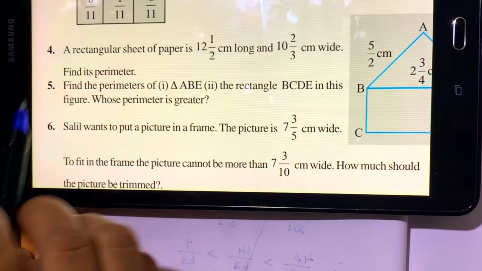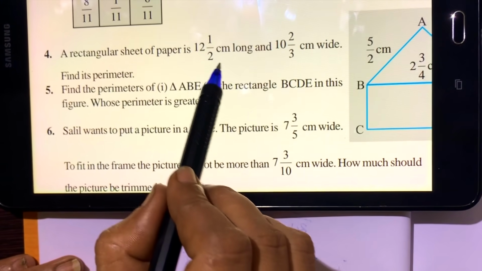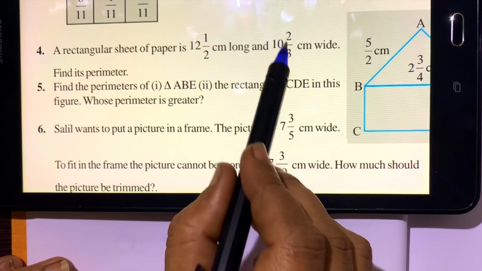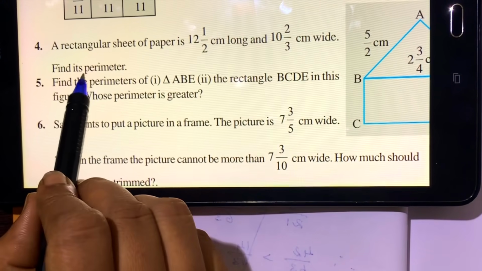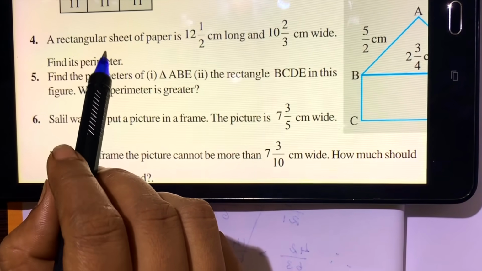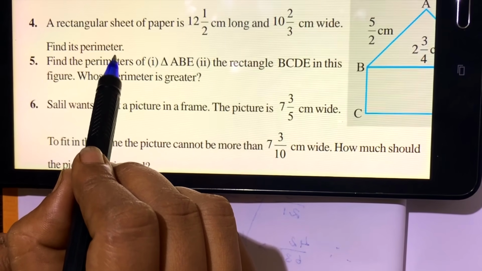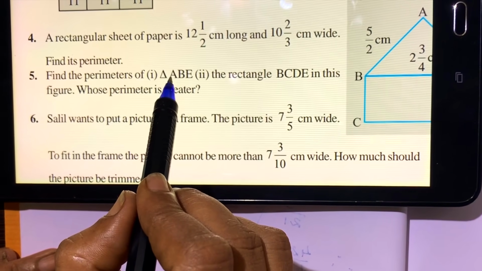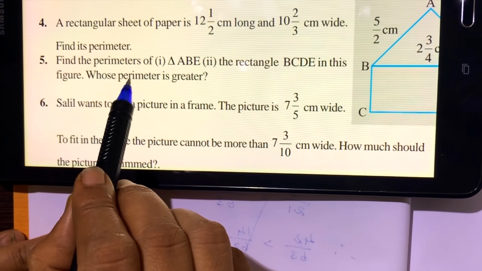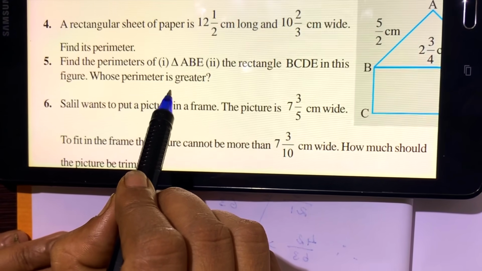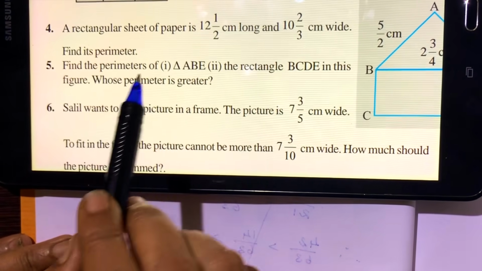Now fourth sum. A rectangular sheet of paper is 12 1 by 2 centimeters long and 10 2 by 3 centimeters wide. Wide in the sense it's the breadth only. Find its perimeter. You know very well the formula for the perimeter of a rectangle is 2 into (length plus breadth), that is L plus B. The next sum also uses the same method, so follow the same method to do the fourth sum also.